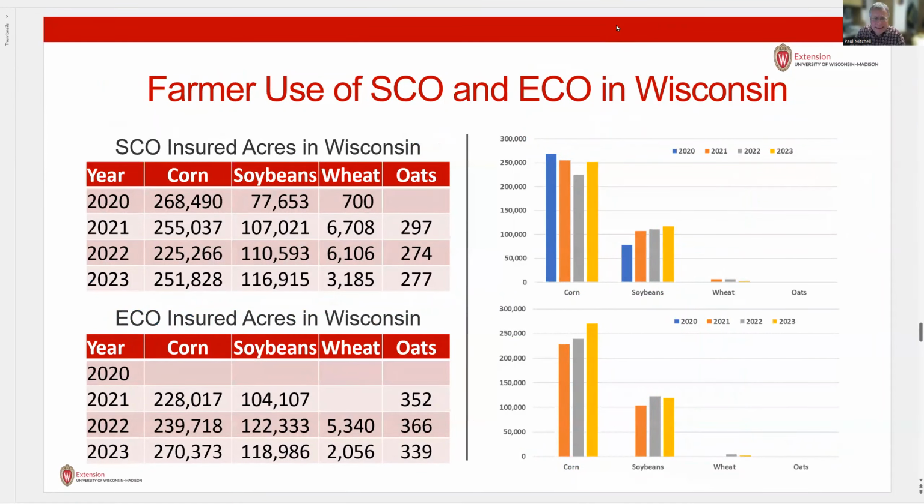Then the last thing here is the data on farmer use of SCO and ECO here in Wisconsin. You can see the bar graphs on the right, the data numbers on the left. For corn, it has been about 250,000 or a little bit more acres over the last several years. It's been growing a little bit for ECO. Soybeans are a little bit less, about 100,000 to 125,000 over the last few years. In the end, these end up being about 6% of planted acres in the state for corn and soybeans covered with ECO and SCO.